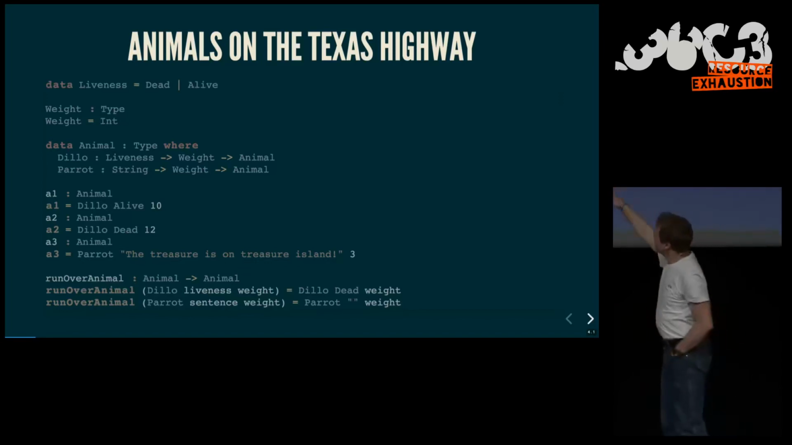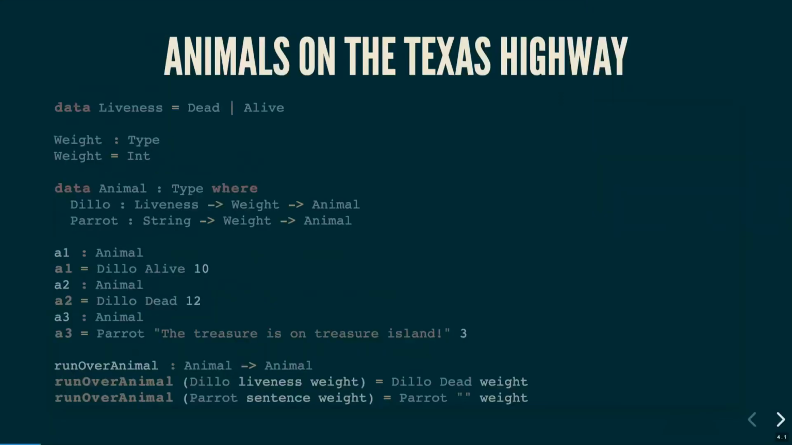And if you see those two definitions for Dillo and Parrot, you can see, well, the arrows are kind of funny, but you can see that Dillo and Parrot have properties, and it says their liveness. That's one of the properties of an armadillo. And up there at the very top, you see the definition of Liveness says liveness means dead or alive. So an armadillo can be dead or alive on the Texas Highway. And there's also the weight, and you see this colon thing is the type signature for the constructor for armadillos. So it says there's a liveness, there's a weight, and then it constructs an animal.